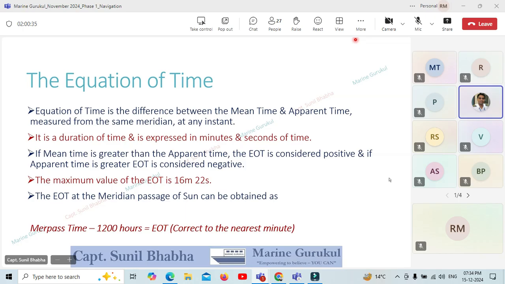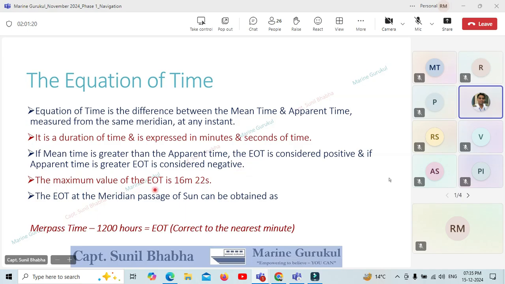Now, if the mean time is greater than the apparent time, that means the mean sun is ahead of the true sun, the equation of time is considered as positive, and if the apparent time is greater than the mean time, or in other words, if the true sun is running ahead of the mean sun, the equation of time is considered negative. So the sign of the equation of time, whether it is positive or negative, tells us which of the two suns is ahead in the race. If the equation of time is positive, the mean sun is ahead, and if the equation of time is negative, the true sun is ahead.